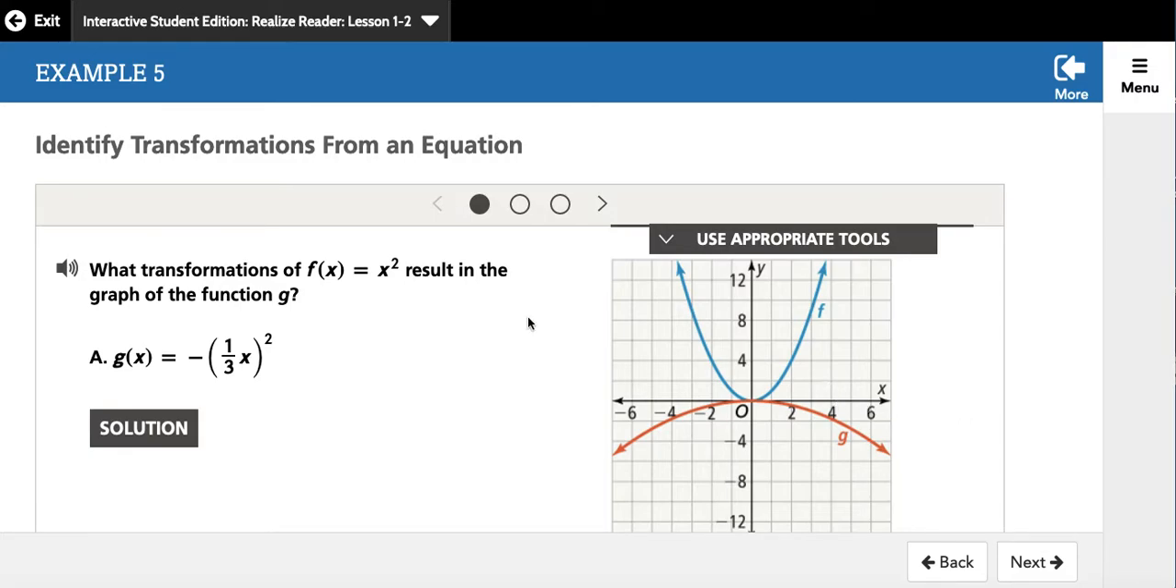Identify transformations from an equation. So this time we're going to have an equation and we're going to be given the two functions, the beginning and the end result, and we have to describe the transformations that get us from f to g. We start with the parent function, which for this one is f of x equals x squared, so that's in blue.